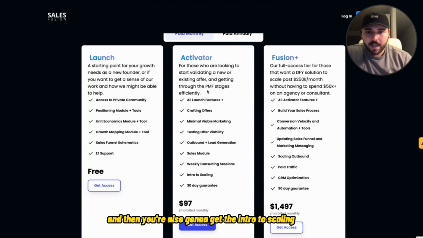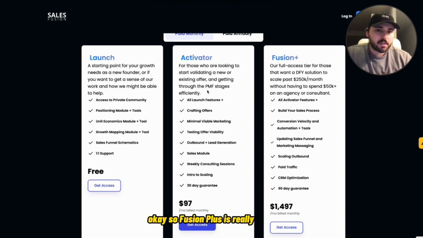And then you're also going to get the intro to scaling. Okay, so Fusion Plus is really where we get into scaling things. You're going to get an intro to that in the activator plan. And then we also have a 30-day guarantee.